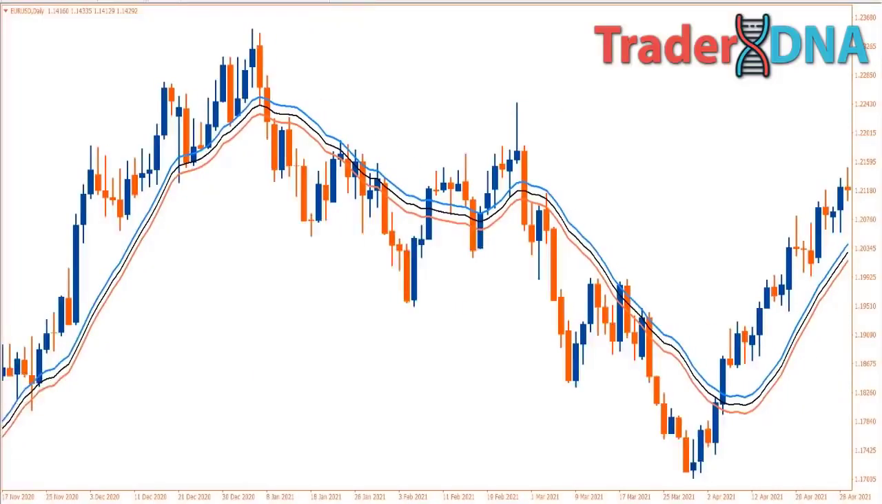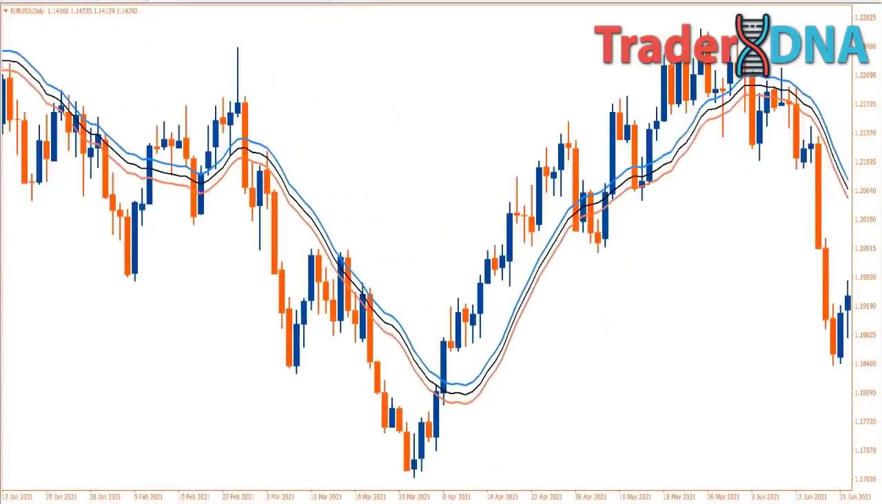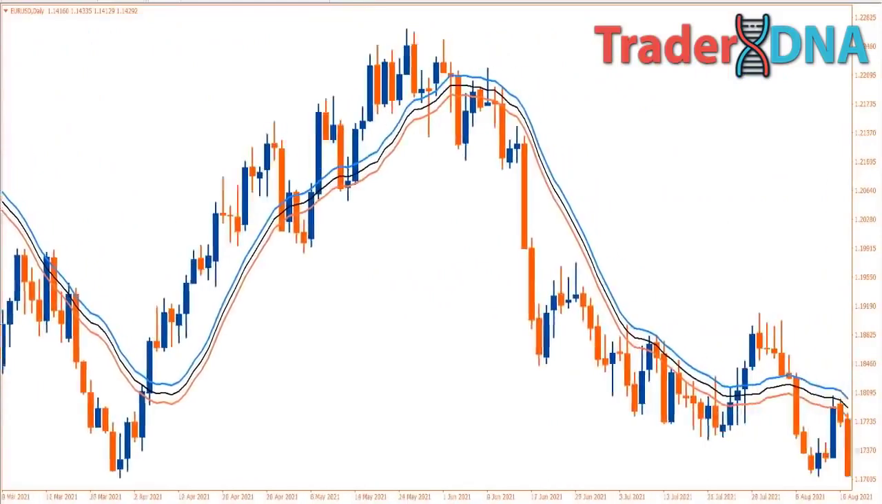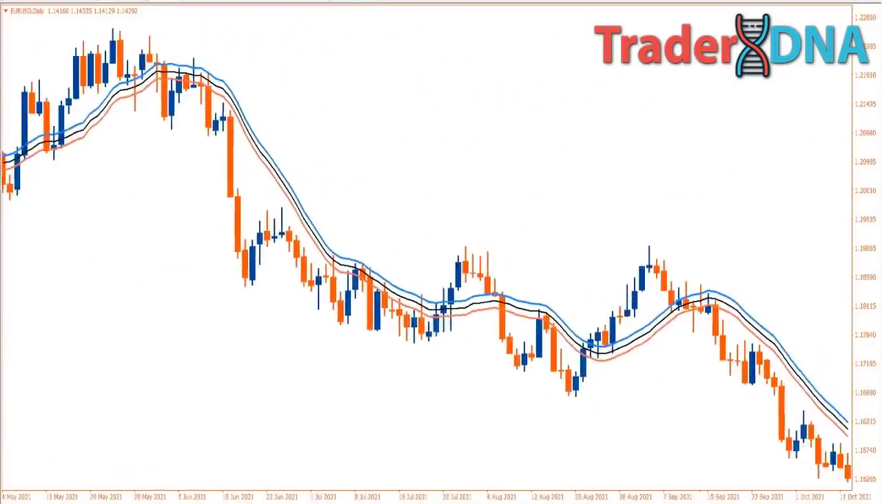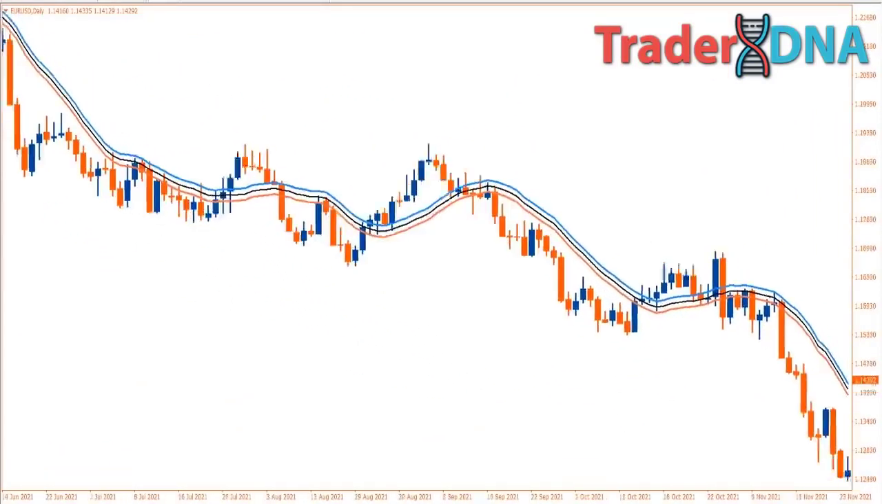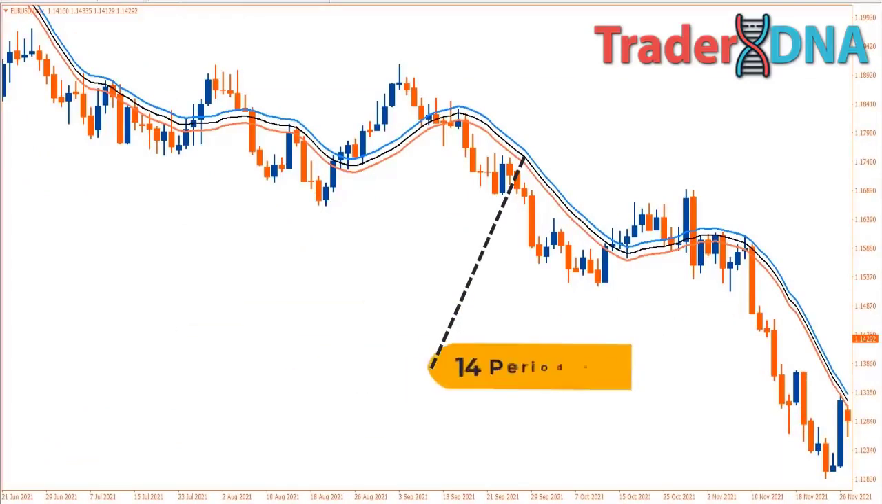This example shows a daily Euro United States dollar chart. For this one, a 14-period moving average is applied. The upper, or blue line, and the lower, or red line, are envelopes which form a band around the moving average. The deviation is 0.1.